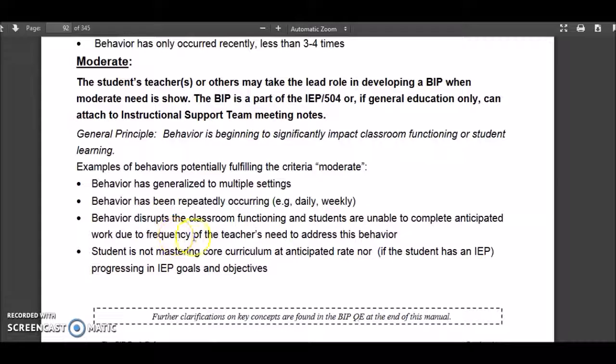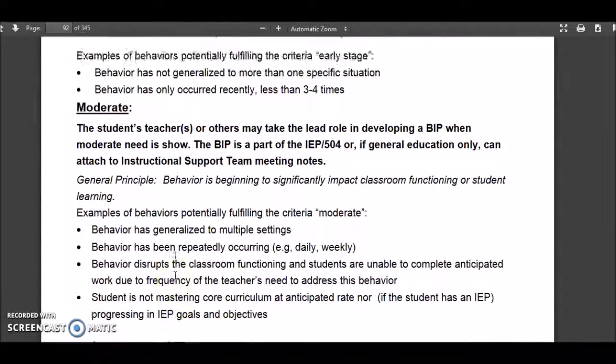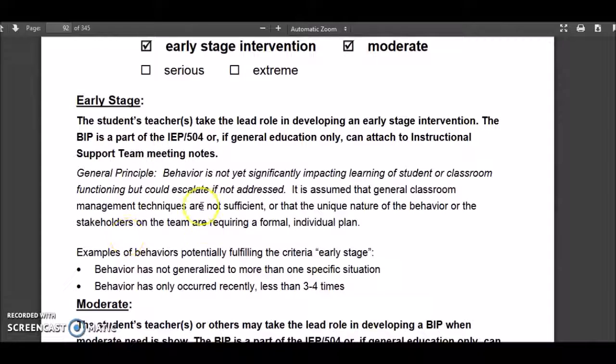Behaviors are disrupting the classroom functioning, and the students are unable to do the work that they're supposed to do because the teacher has to stop teaching and address the behavior. And another example would be the student himself or herself is not making enough progress toward the standards or towards the IEP goals. So this would be a moderate stage of the behavior. An early stage would be if it's not generalized yet, but there is a concern that it may escalate.